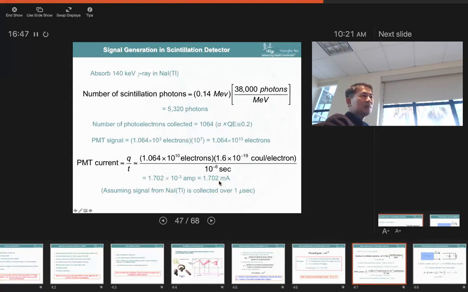This is not too bad, but think about it without amplification. The amplification by the PMT is 10 to the 7, right? Without that, this number is not even milliampere. It's not even a microampere. It's like a picoampere, at the nano to pico level that we are talking about.